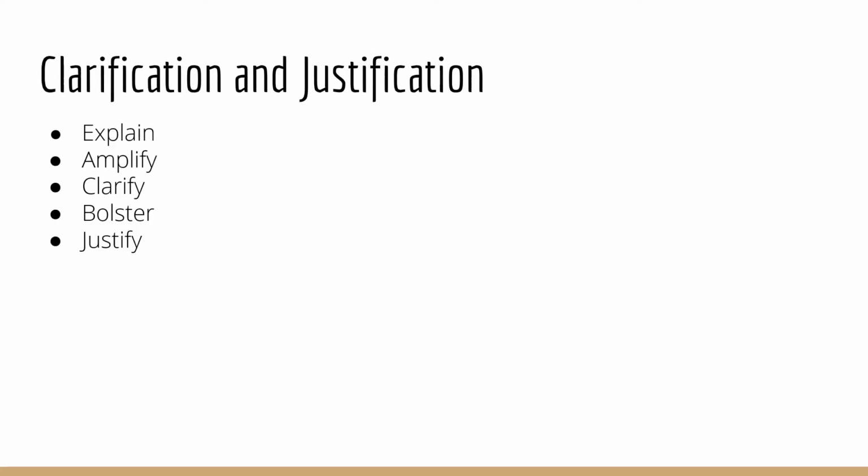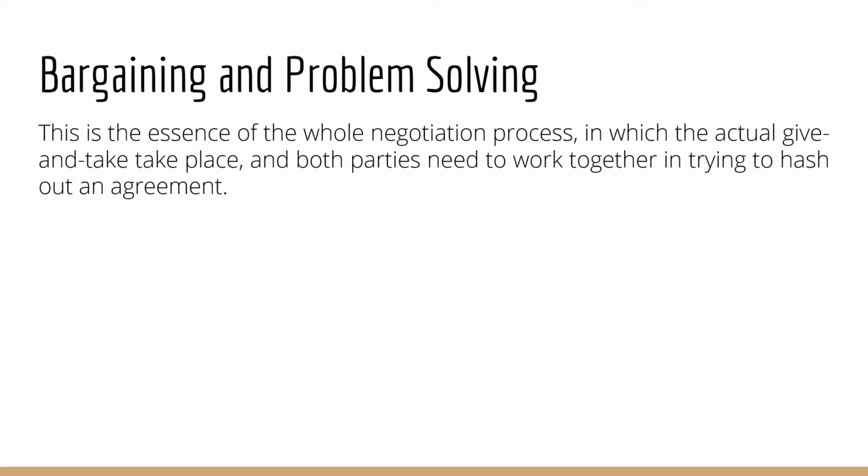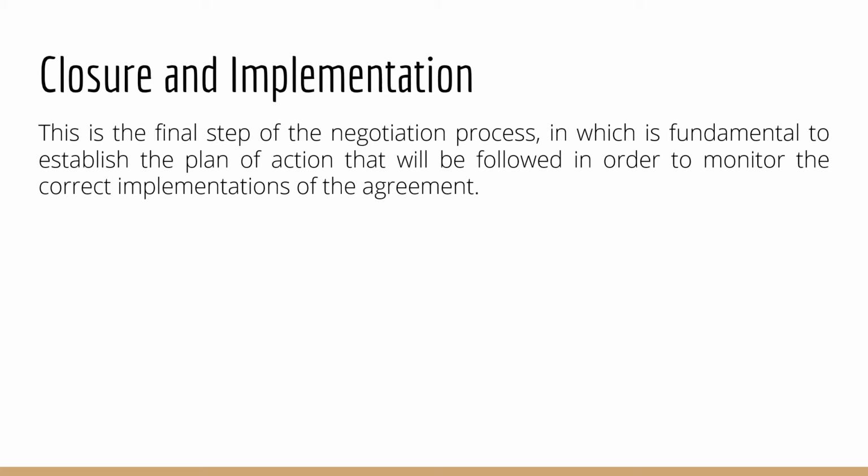In the clarification and justification step, you and the other party will explain, amplify, clarify, bolster, and justify your original demands. It is fundamental that you support your position with some documentation and data. Next step is the bargaining and problem solving. It is the essence of the whole negotiation, and this is where both parties need to make concessions. Finally, we have the closure and implementation of the negotiation, in which the agreement is formalized and is fundamental to establish the plan of action that will be followed to monitor the correct implementation of the agreement.